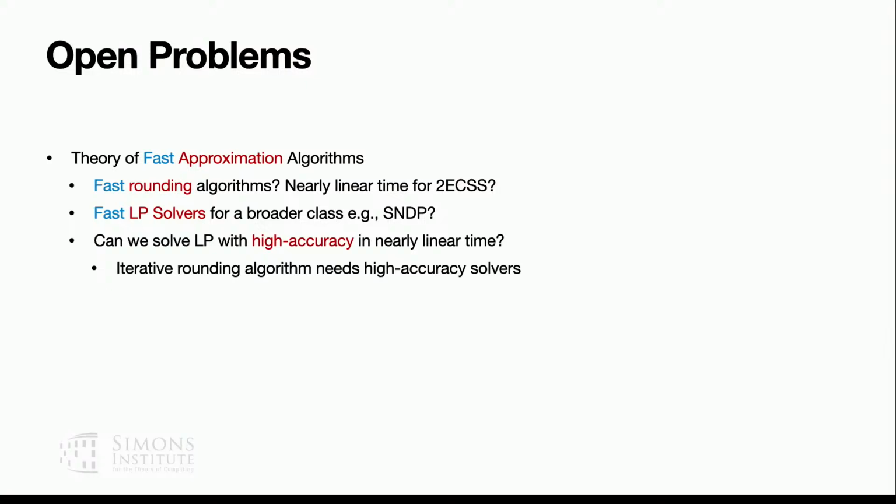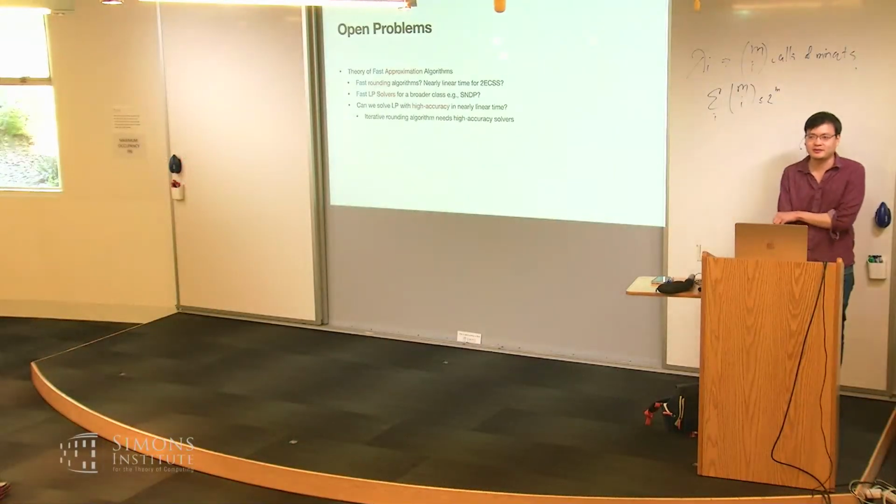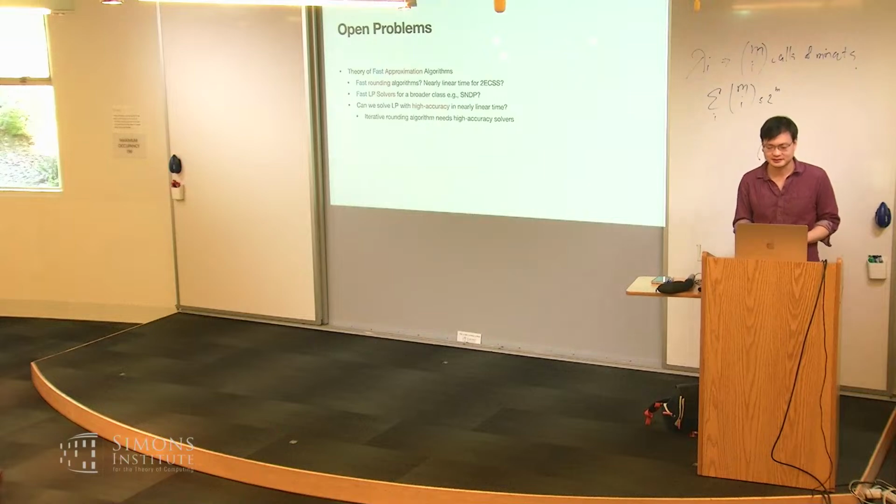This is because many iterative routing algorithms need high accuracy solvers to do. Yes. So you just need one high accuracy solution, or every round? Every round, yeah. You mean for the iterative routing? So yes, I'm just asking, do you need to solve one LP then, or many? Many. Okay. Yeah, iterative routing means you solve many LPs.